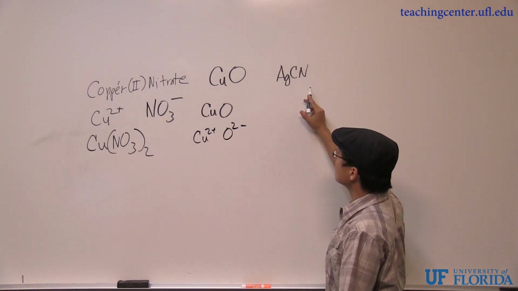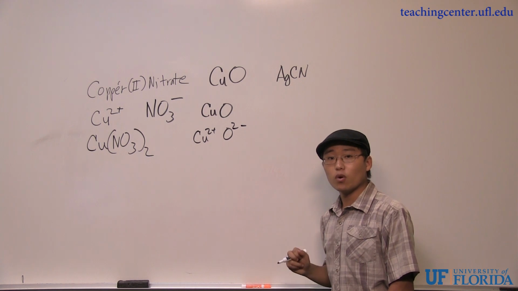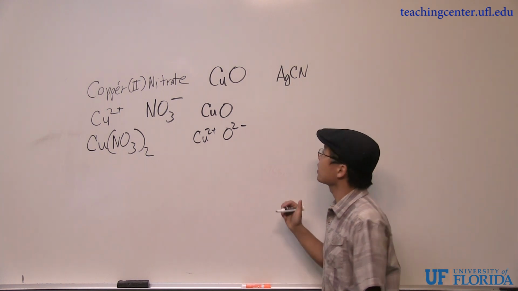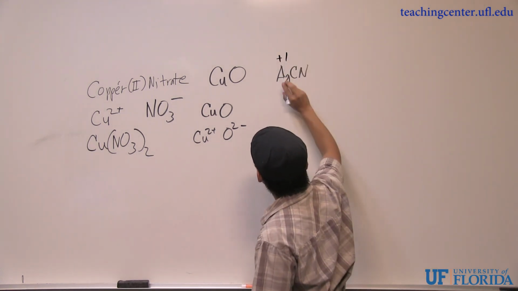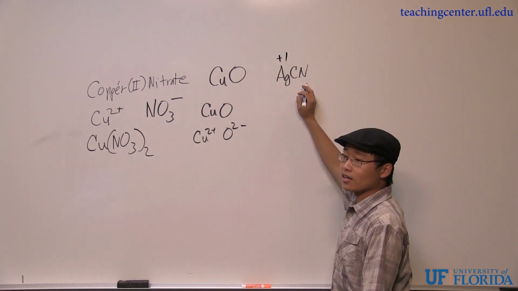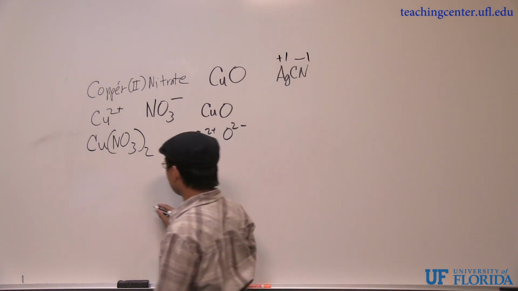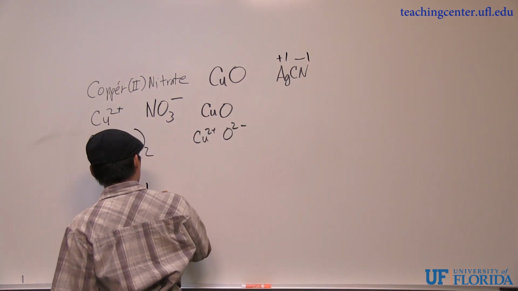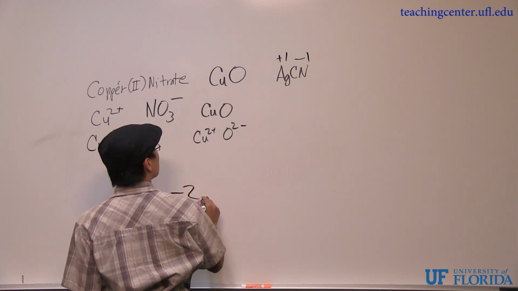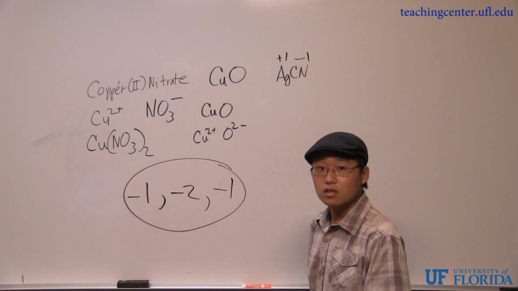And finally, AgCN. Now, while silver is a transition metal, it is one of the few that has a constant charge of +1. So if I have a +1 and I only have 1 silver and only 1 cyanide, that means that cyanide must be a -1. So the answer is nitrate is -1, O is -2, and CN is -1, and you have your answer.